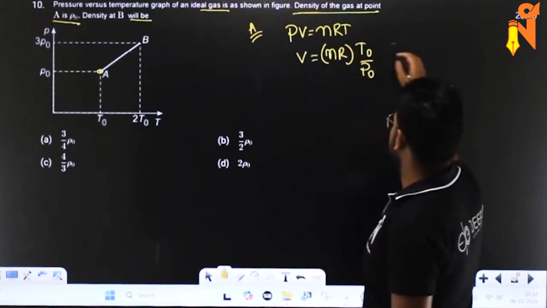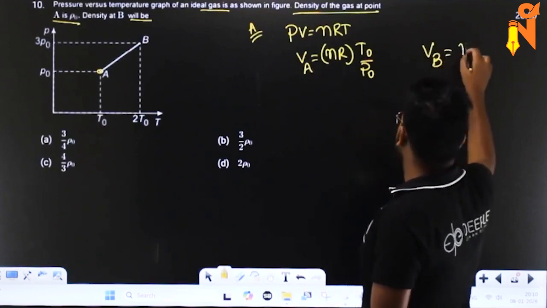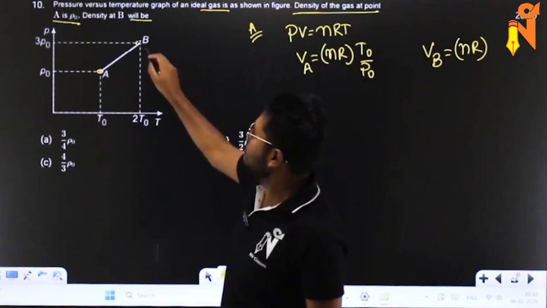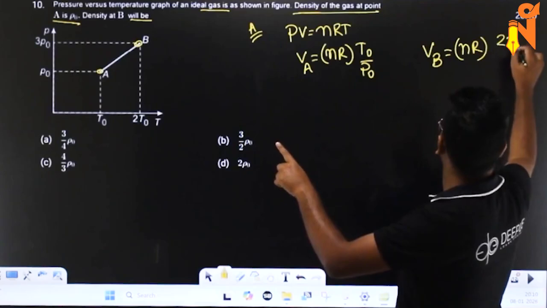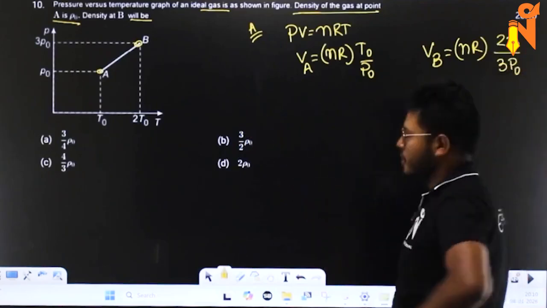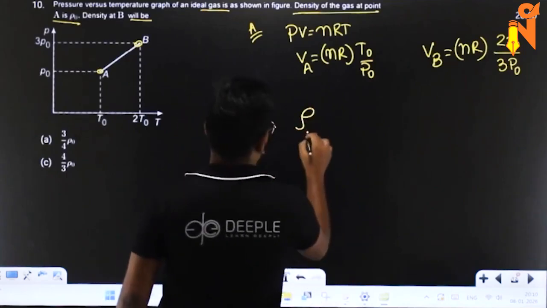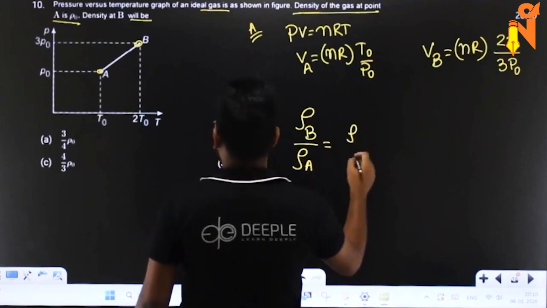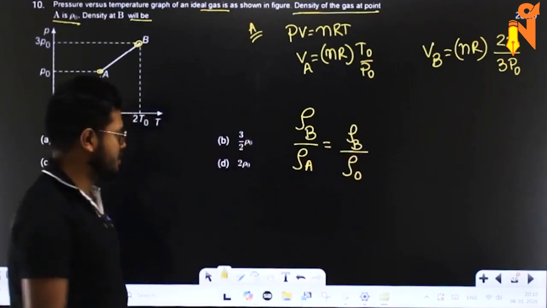Now you see this is the volume of A. Similar story, I can write the volume at B. nR is constant, the same mole number because mass is not changing, as I said. At point B, the temperature is 2T naught and the pressure is how much? 3P naught. Done. Now you see the density ratio, rho A by rho B, right? No, rho B by rho A. That is the same as rho B by rho naught, because rho A they have said is rho naught.